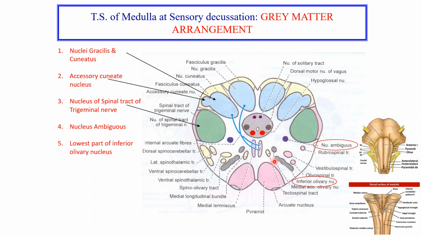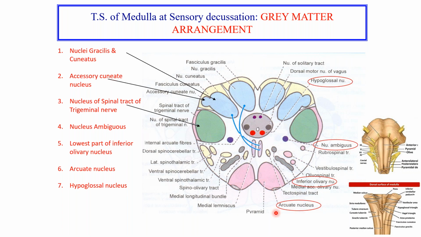Lowest part of the inferior olivary nucleus, this you have to draw, because the inferior olivary nucleus is more pronounced in the upper part. Over here you will find the inferior part of the inferior olivary nucleus that you have to draw additionally over here. Then you have to draw the arcuate nucleus at the level of the anteriormost level of the pyramid.